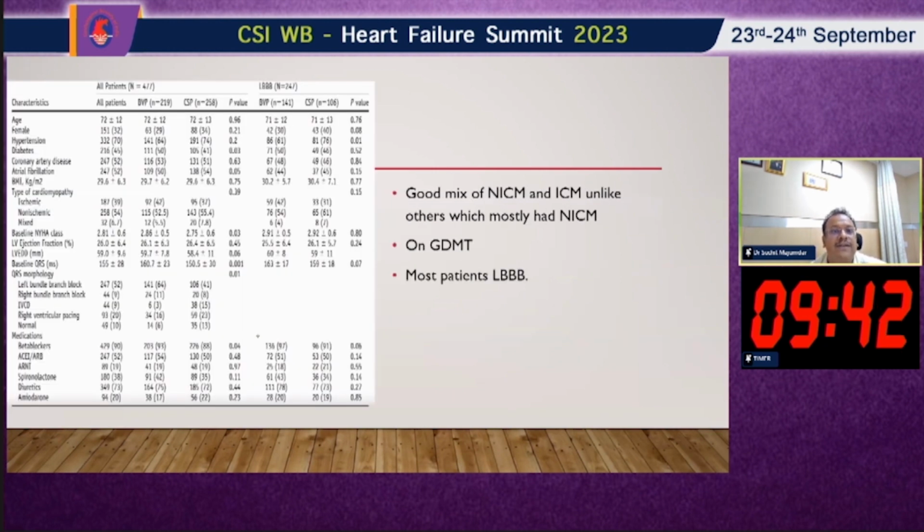Next slide. So if you see here the baseline characteristics of the study, they have divided into all patients and then the LBBB group. You can see that there was a very good mix of NICM and ICM, unlike others which mostly had an ICM. Most of the patients were on goal-directed medical therapy, but you see the ARNI use was only around 20 to 21%. And most patients had an LBBB.